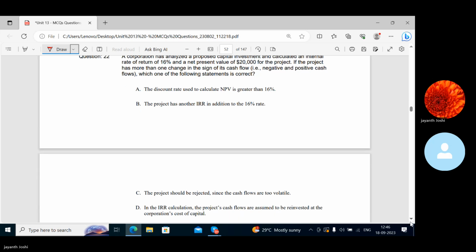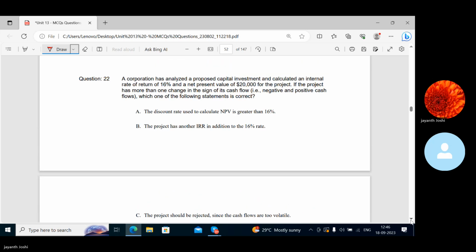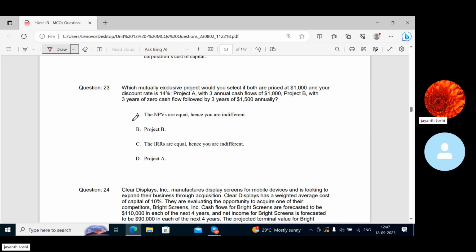22nd question. A corporation has an... Again, the same kind of question only. B, IRR in addition. So multiple IRR problem. So the project has another IRR in addition to 16%, right? Why? Because negative and positive cash flows are there. Yes. 23rd question.